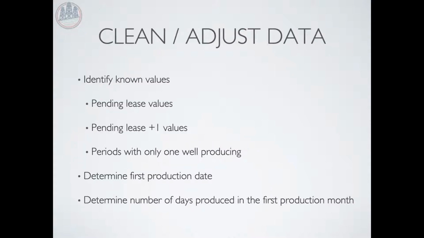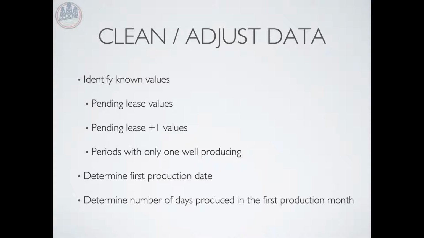So the next step after we have all that data pulled together is we clean and adjust the data. So number one, identify known values. Pending lease values are known. If you have a pending lease plus one well that is not in a pending lease, then you simply take the difference and those all become known values. So you have all the pending lease ones that you're aware of plus the addition of the one well. And then any periods where only one well is producing. Those are our only 3 known production values that we work with.